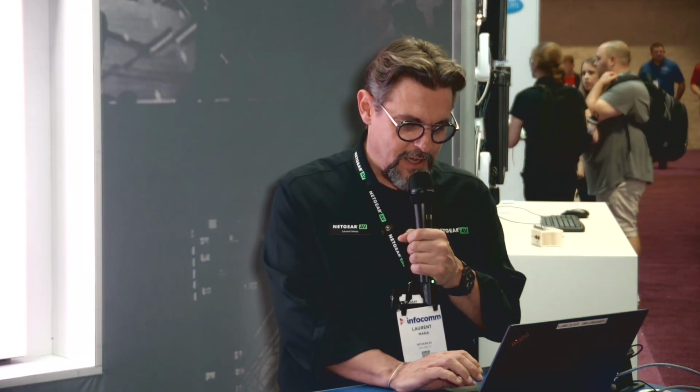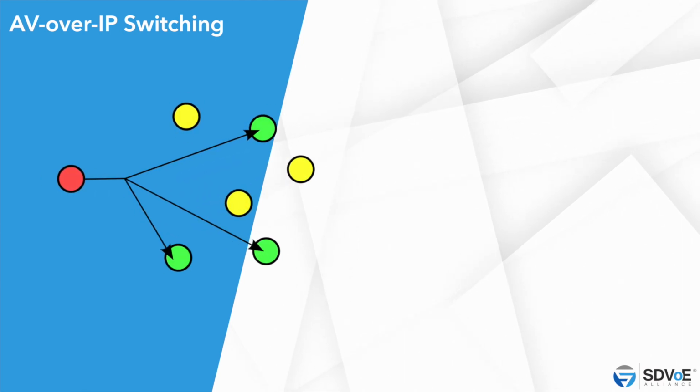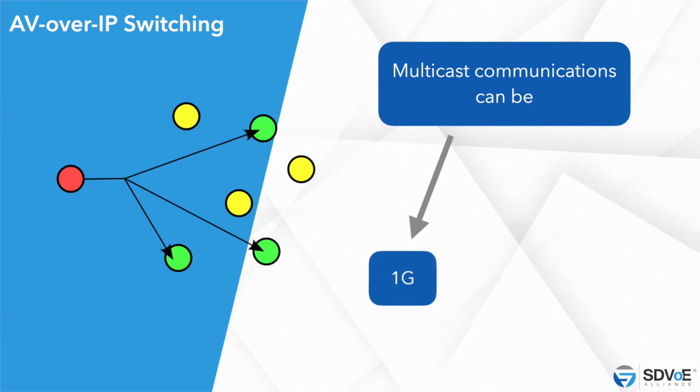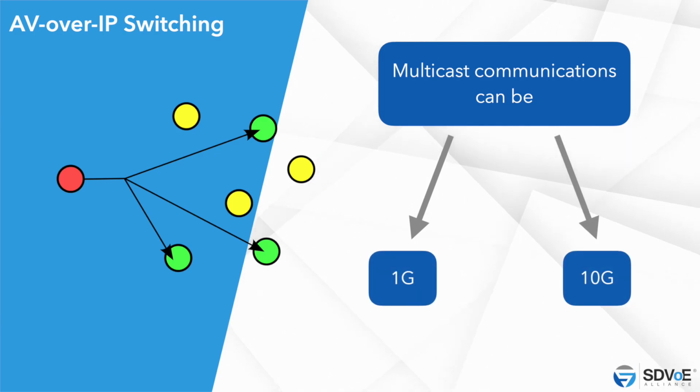Let's go. So why is that important? Well, it's important because in AV over IP, everything is multicast. Of course, you've got some exceptions in the lighting with SSCN. Some technologies use broadcast, but most of the AV over IP technologies can be 1G or 10G, and SDVoE use multicast. So that's the reason why you need to become proficient with multicast.